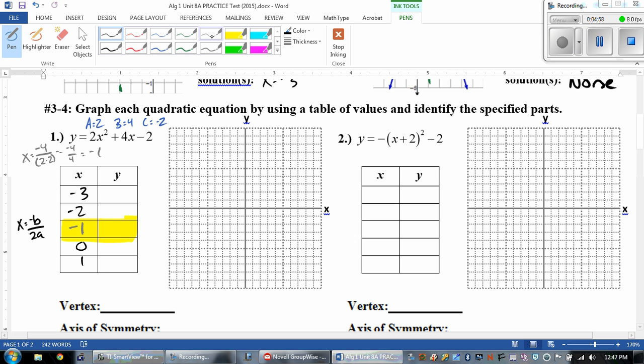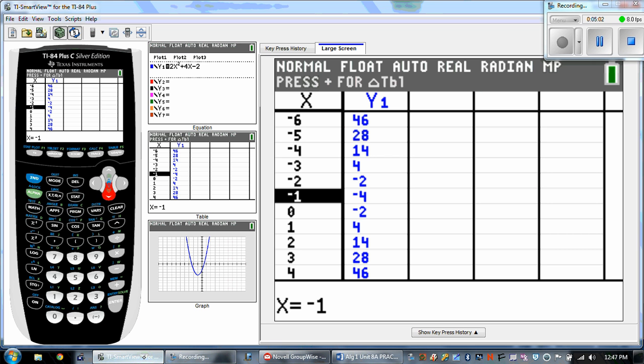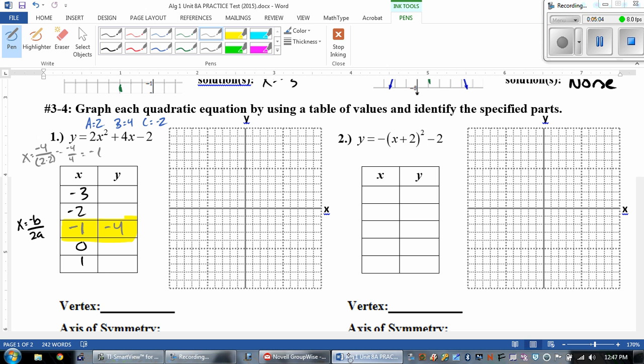Okay, so at -1, I'm at -4. And then we've got -2 and -2, and -2 and 4. And just remember which ones line up and will match, okay, if you did it correctly.